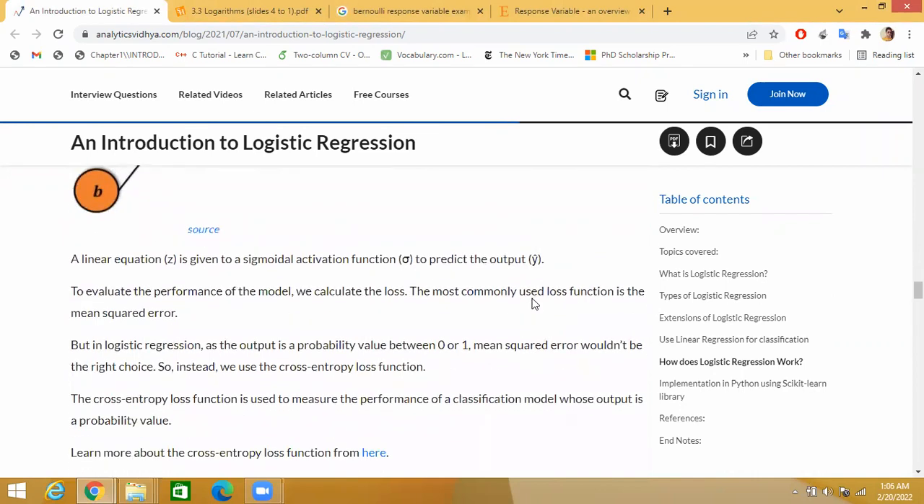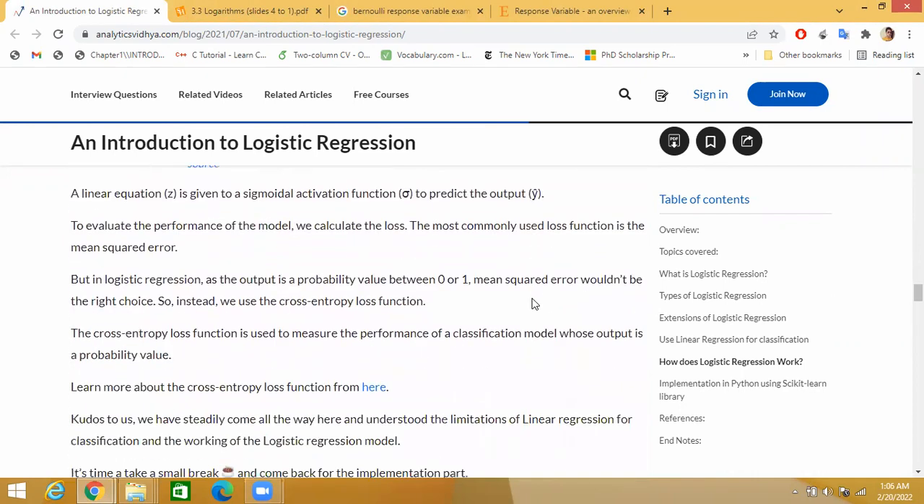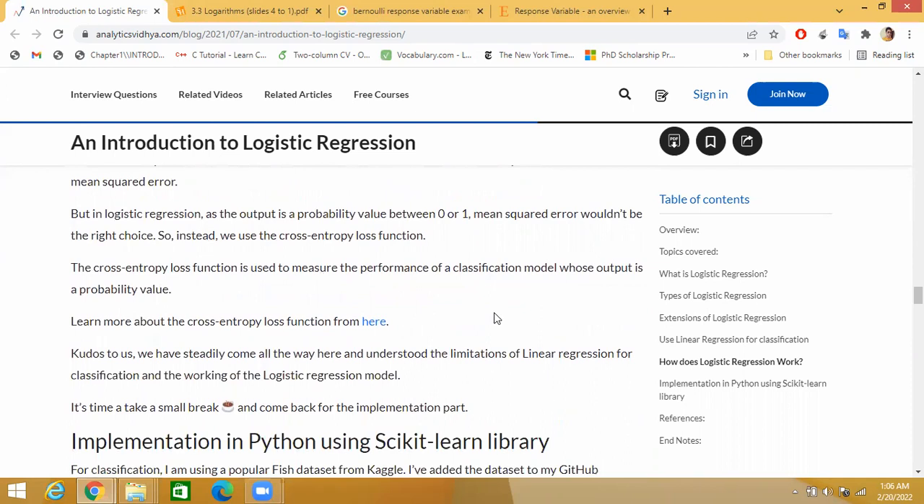So why have I derived this equation? Because it is very important to understand how the logistic function comes into the picture from linear regression. For linear regression we have different kinds of metrics, right? Like R square and root mean square error. In a similar way, there is a metric for logistic regression, called the cross entropy loss function, which is used to measure the performance of this model.